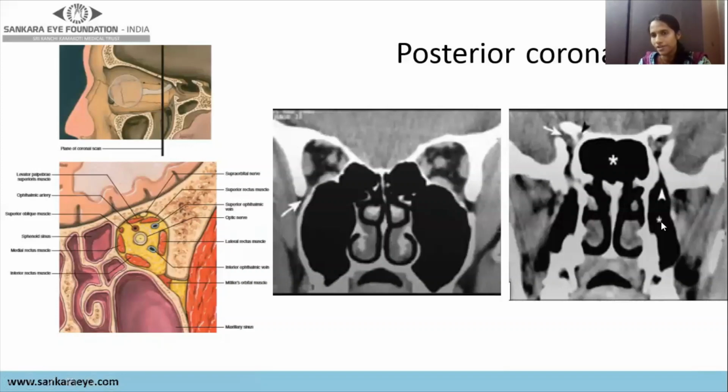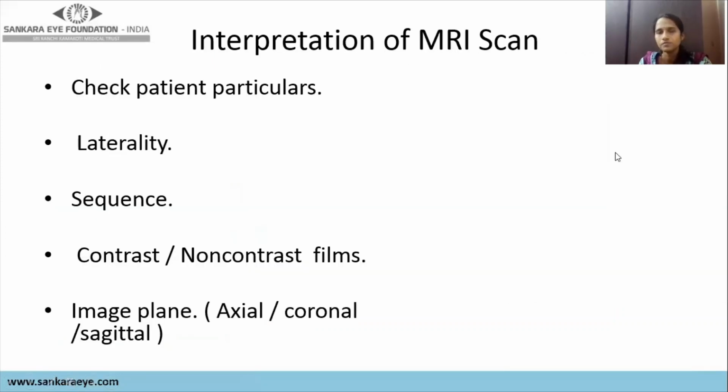Here you will see the ethmoid sinus and then the sphenoid sinus. So we'll move on to interpretation of MRI scan.